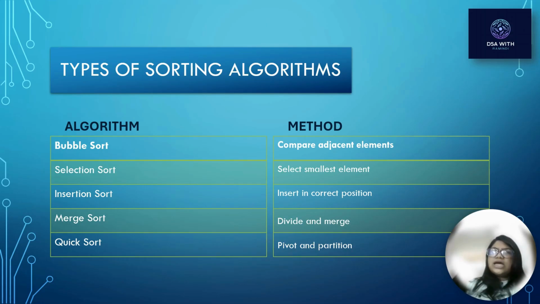But today's star is quicksort. Instead of comparing everything sequentially or breaking things blindly in half, quicksort uses a totally unique strategy called pivot and partition. Let's see what makes this strategy so special.